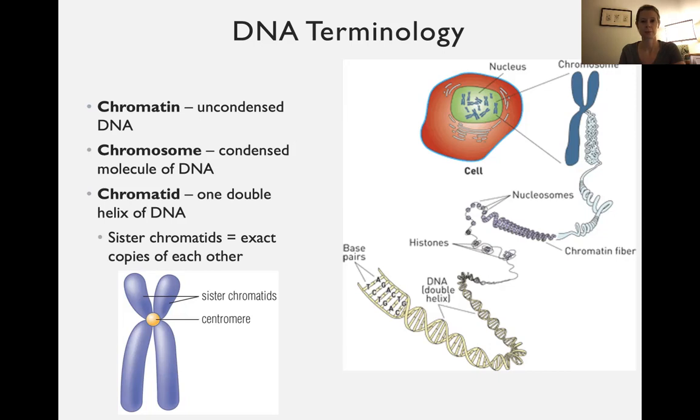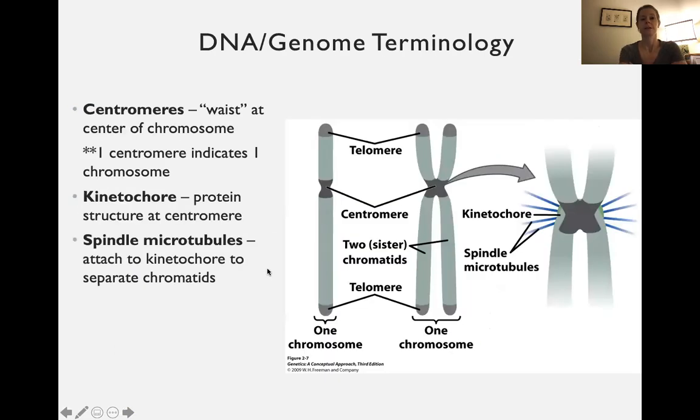Okay, a few more terms on the next slide. Centromeres: if we think of the typical shape of a chromosome, the centromere is the waist, where those sister chromatids are connected. That's the centromere. You have centromeres when there's just one copy of the DNA as well, like this single chromosome here.